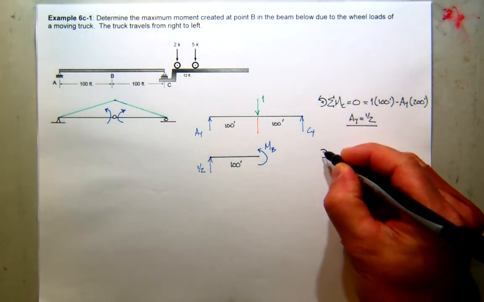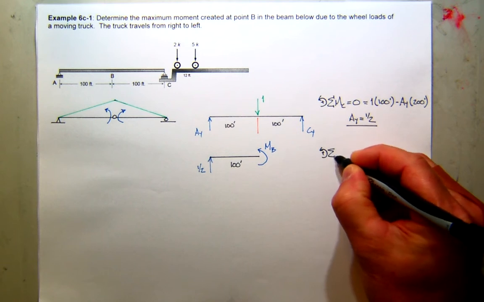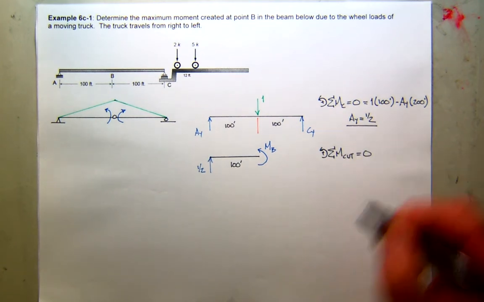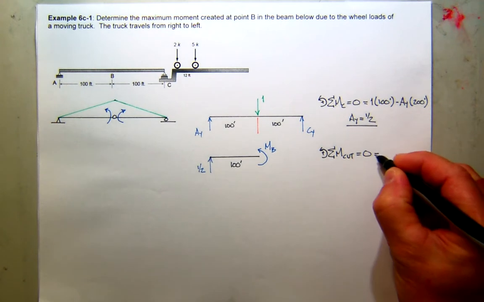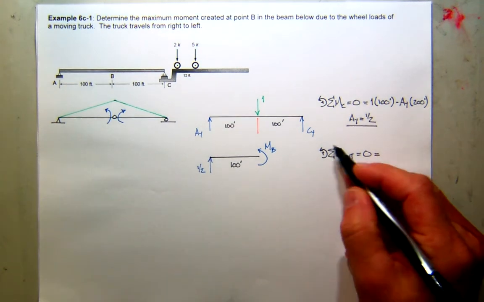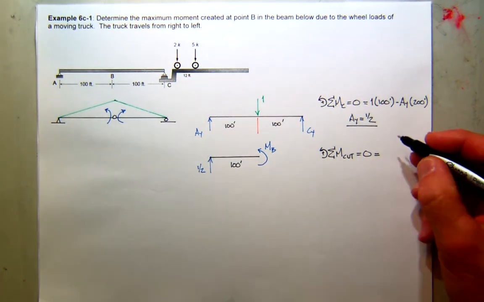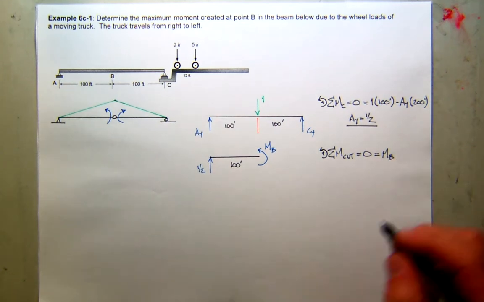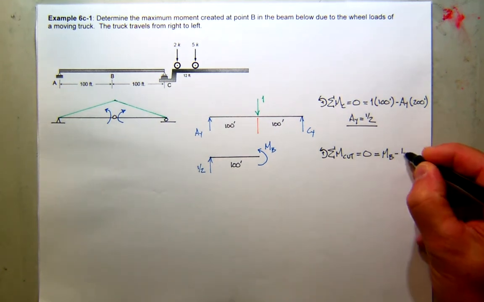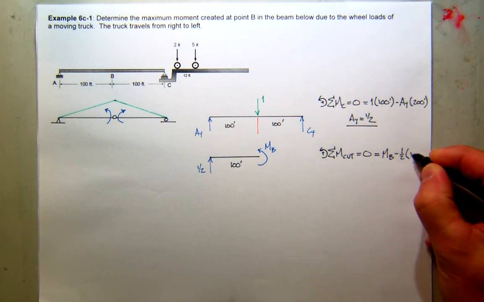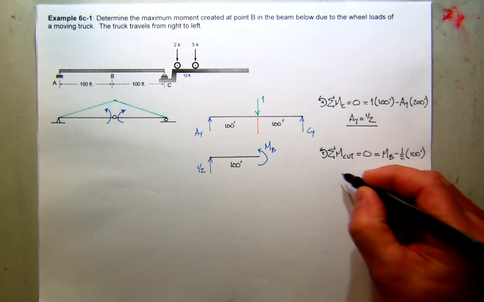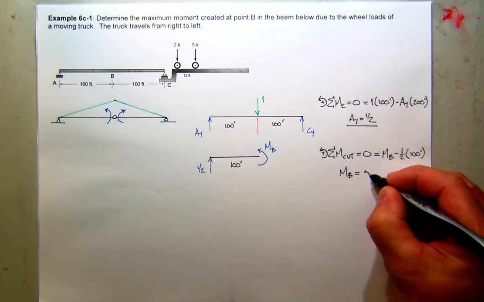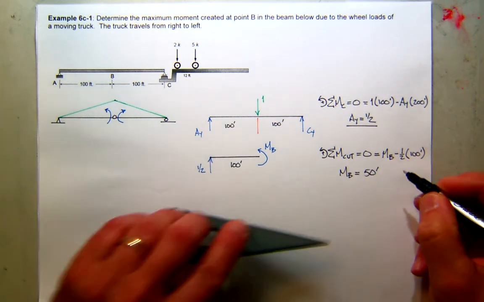Yeah, we just sum moments again, right? So I'll sum now at the cut that I just made in this section. Make sure it's in equilibrium. And what do we have? Well, with right-hand rule for our sign convention, this internal moment is positive. And the 1/2 creates negative. So I've got a force of 1/2 times a moment arm of 100 feet. So it looks like the moment at B is equal to 50 feet.